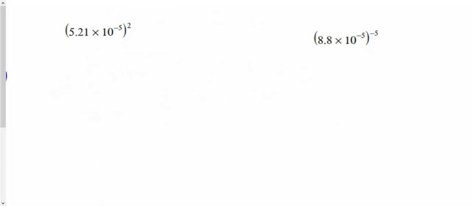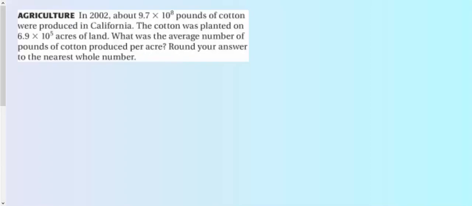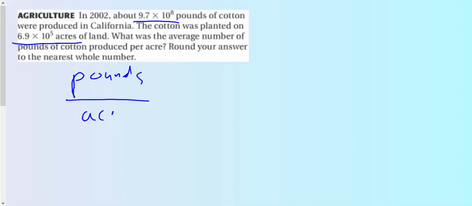Okay, and then I'm going to do this one right here. One more word problem. In 2002, we have that many pounds of cotton that were produced in California. The cotton was planted on that many acres of land. What was the average number of pounds of cotton produced per acre? Round your answer to the nearest whole number. Okay, so this is how much was produced, how many pounds. This is how many acres. They want the average number of pounds per acre.